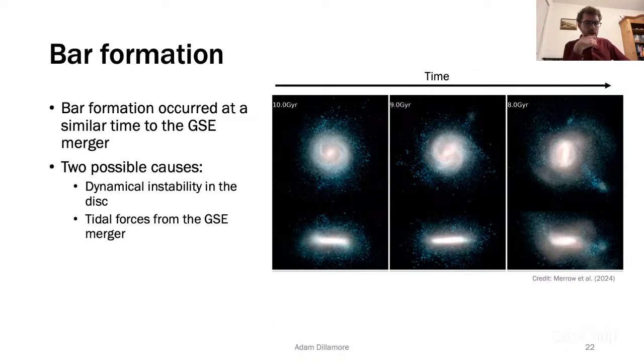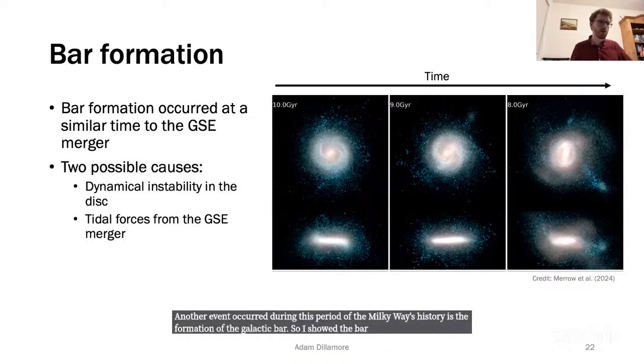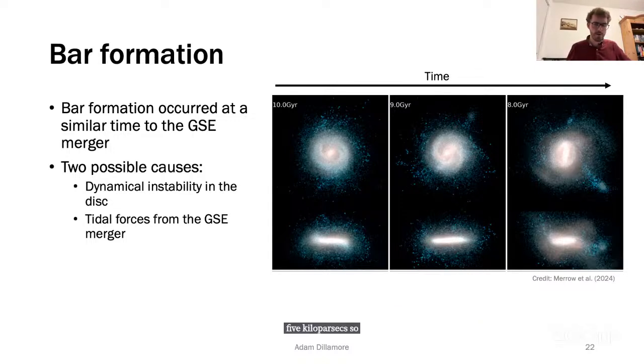Another event that occurred during this period of the Milky Way's history is the formation of the galactic bar. I showed the bar before. It's this long extended structure in the inner five kiloparsecs, so about 15,000 light years roughly, which formed again. This is something that's reasonably uncertain, but we think it formed around 8 billion years ago.